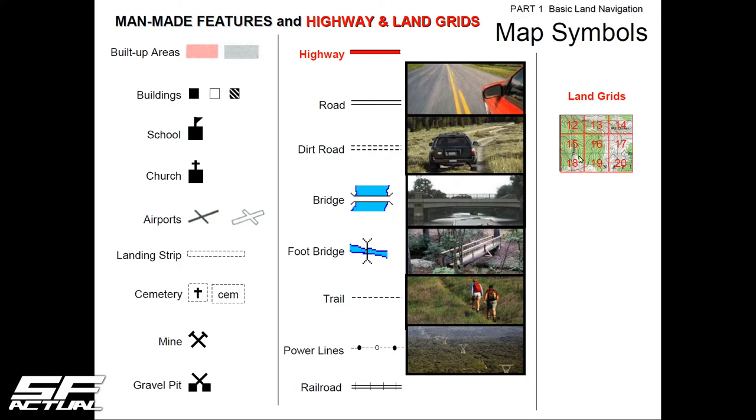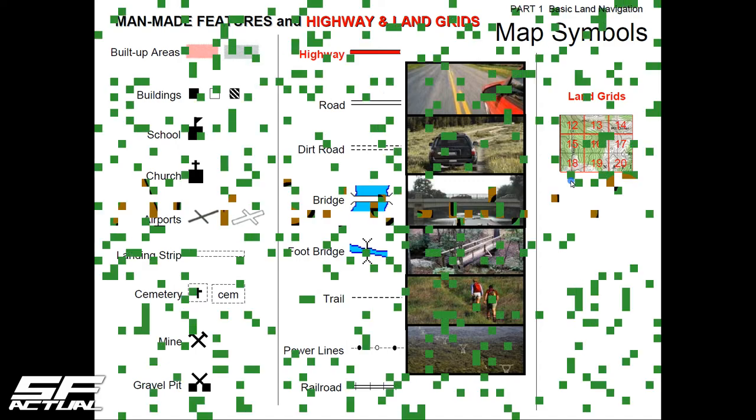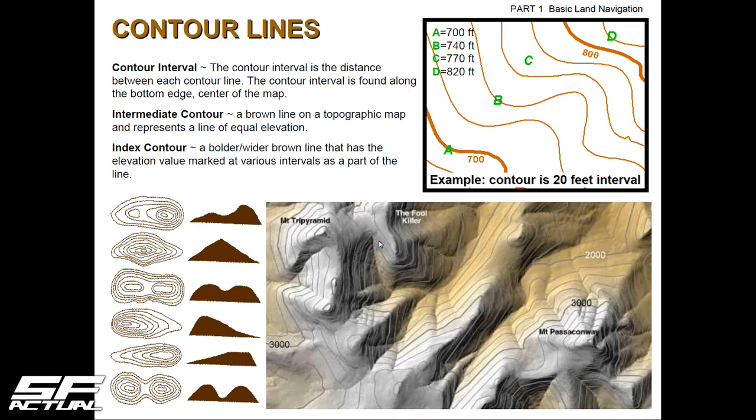This is something else being able to see. And we'll get into the military grid reference system. That is MGRS. That is what we use for land navigation. But that is kind of breaking this down of land grids, of how the map works. But we'll get to that in a minute. Contour lines. Contour lines. Let's go over this.